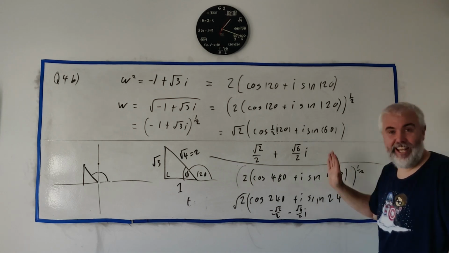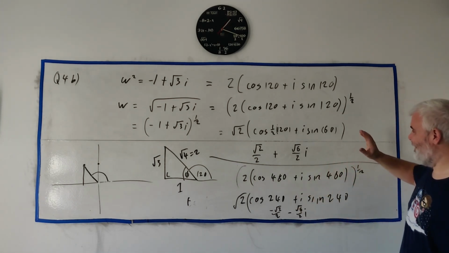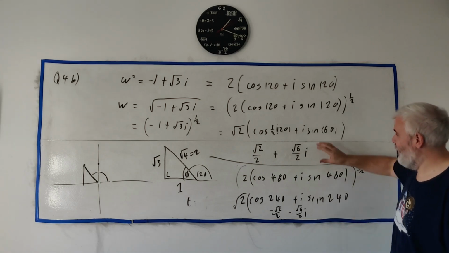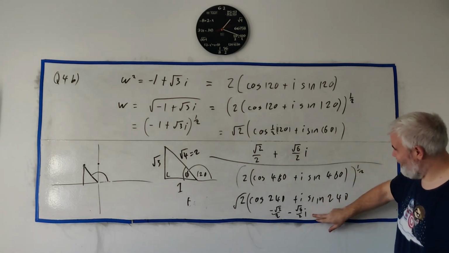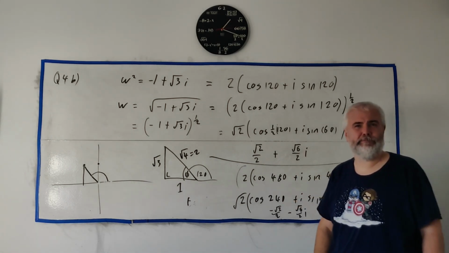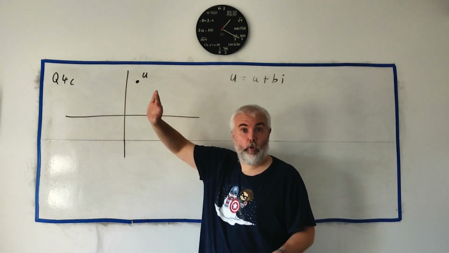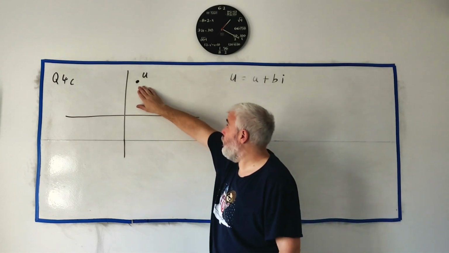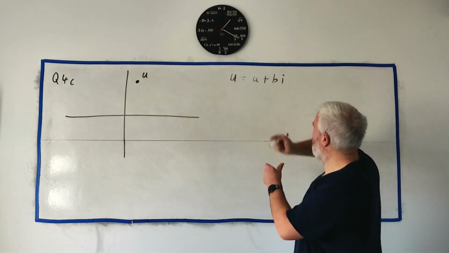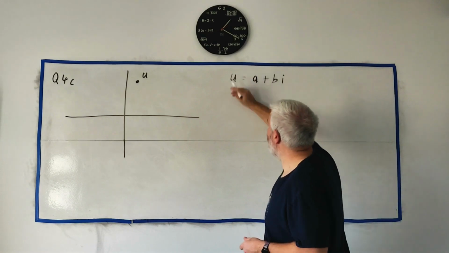Hopefully I explained that. That's your final two answers for part B: this here and this here, which are just minus of both of them. In part C, we're given this drawing here with a point put on the Argand diagram of U. And they tell us U is equal, hopefully you can see that, to A plus BI.